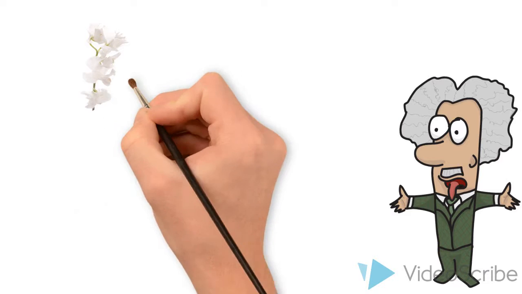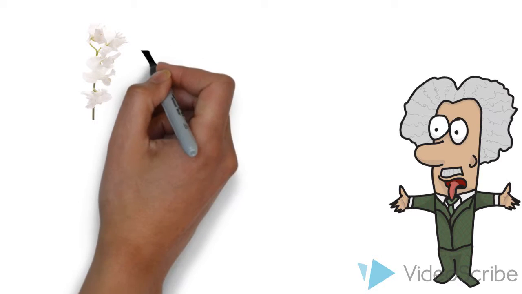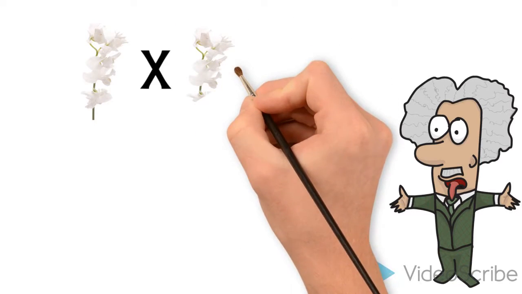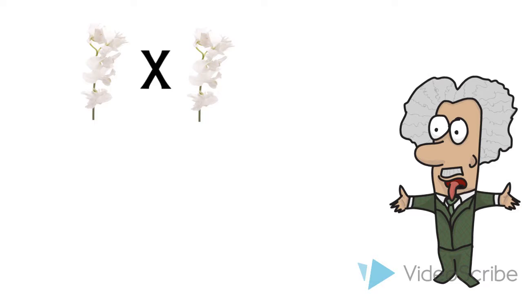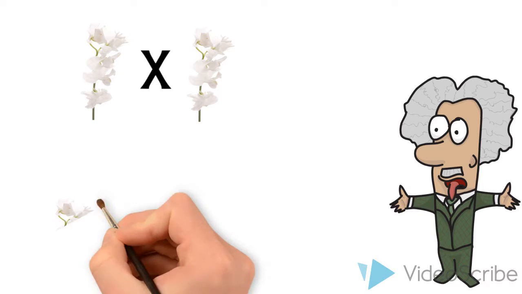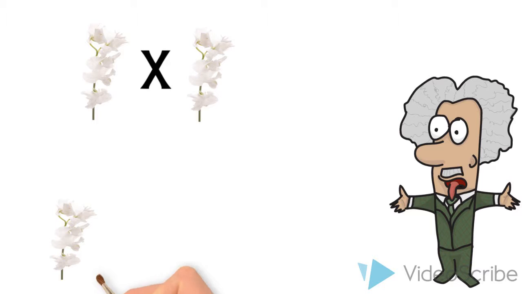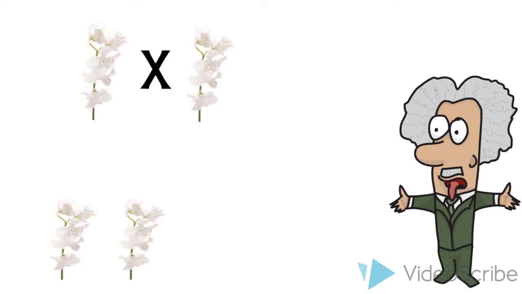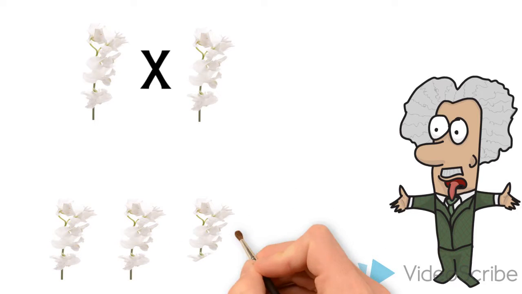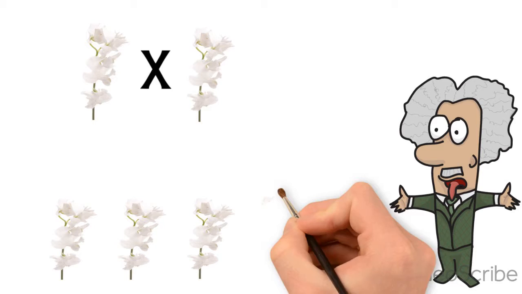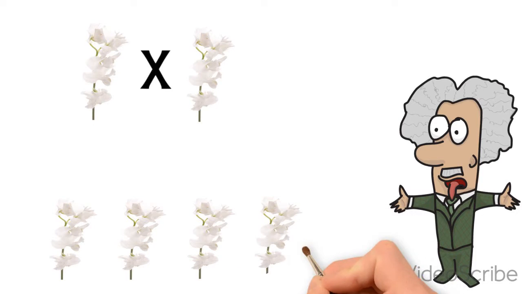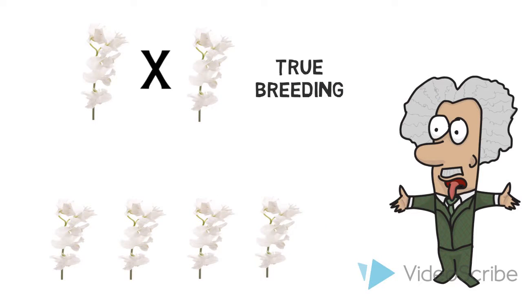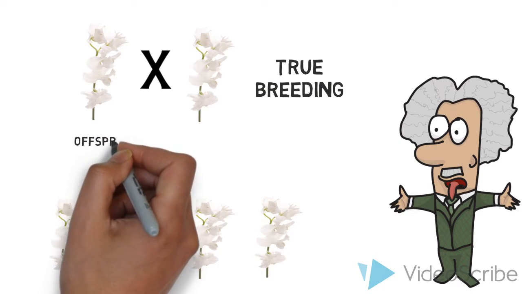I then began working with white flowered pea plants and found the same was true. If I crossed a white flowered pea plant with another white flowered pea plant, all of the offspring would turn out to have white flowers. This told me that the white flowering pea plants were also true breeding, as they always produced white flowered pea plants.